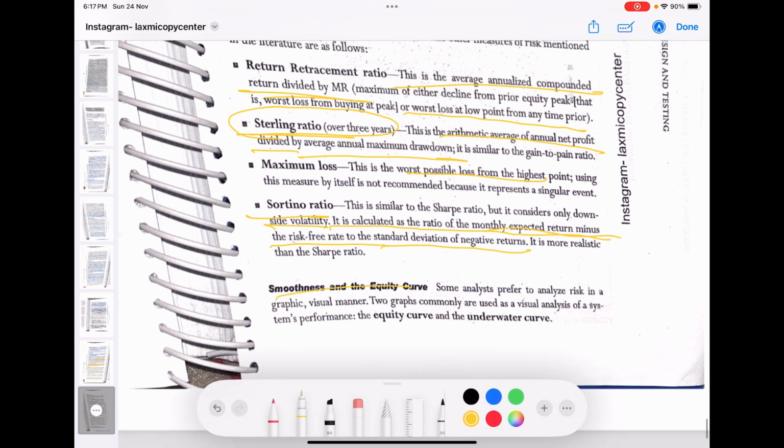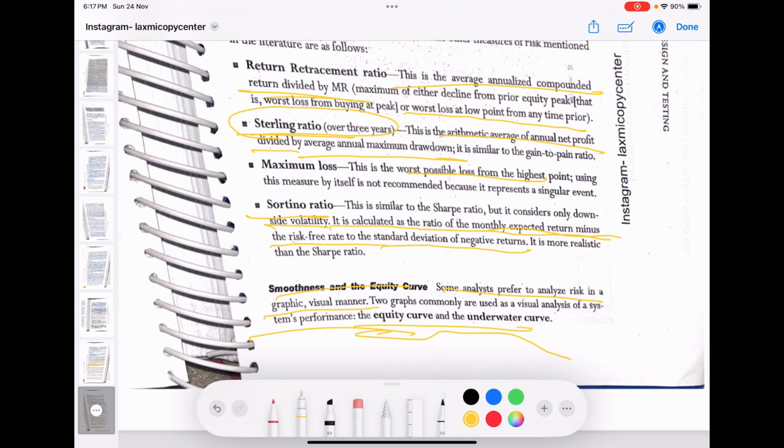Smoothness of equity and the equity curve. Some analysts prefer a graphic and visual manner, so they use the equity curve and the underwater curve. These are the two curves which you can use to see the performance.